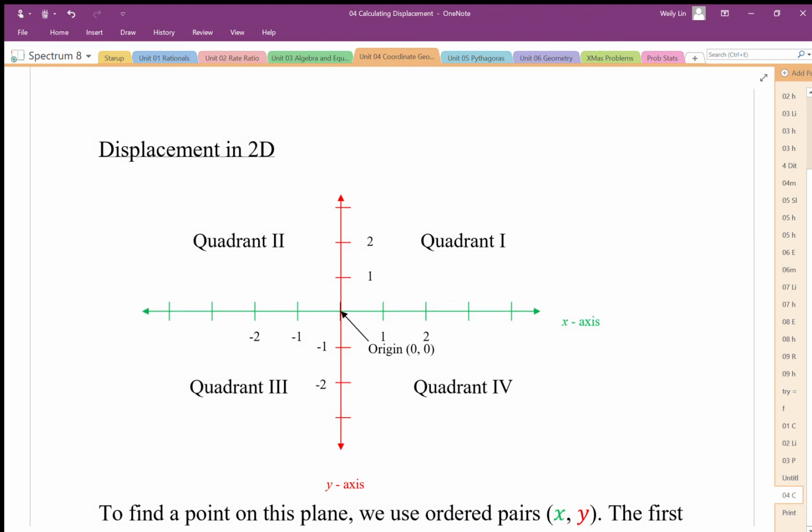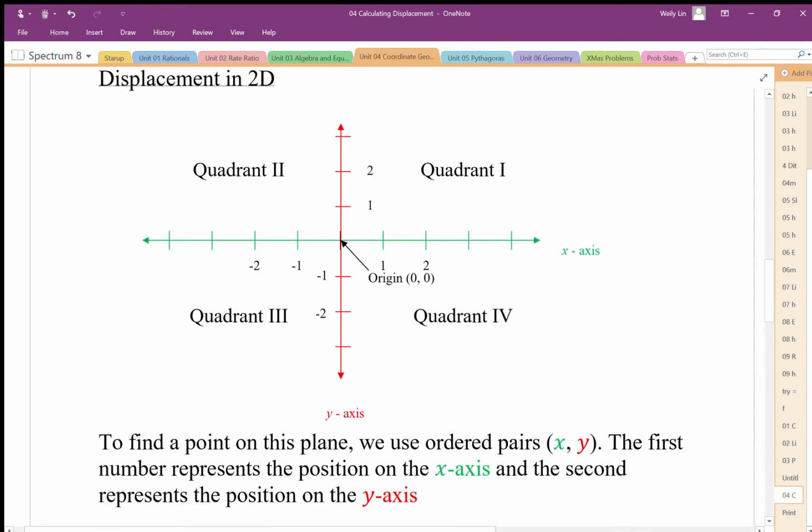So what does displacement look like in 2D? In 2D, we've got to give it not only a length, but also the direction. We could give it an angle, but it's really hard to describe with an angle. So what we're going to do when we talk about displacement in 2D is talk about displacement horizontally and displacement vertically, and we'll be able to figure out the displacement in 2D in that way.